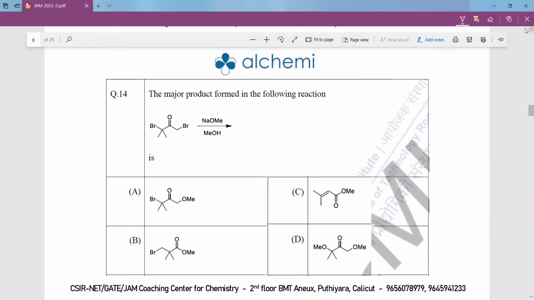Question number 14. The major product formed in the following reaction. This is also a question from organic chemistry. This is the famous Favorskii rearrangement. Alpha halo ketone in the presence of a base. We have a proton here, the base will remove this proton, so we'll get the product like this. An enolate forms, then it will attack bromine and you will get the product like this.